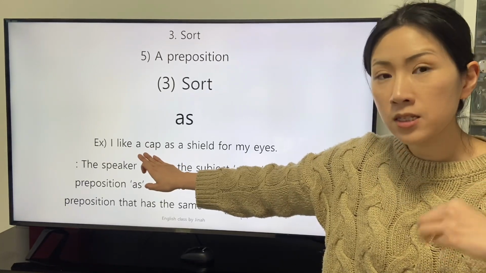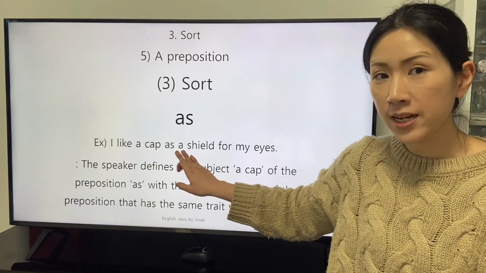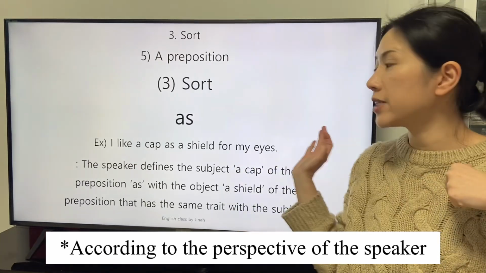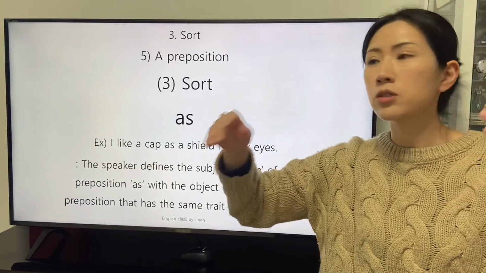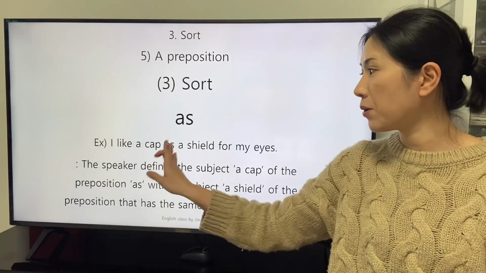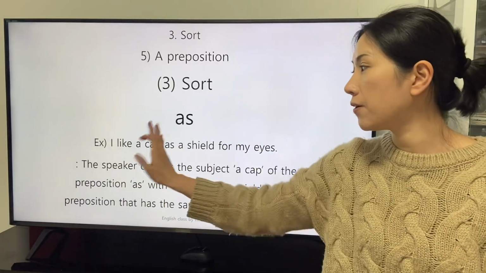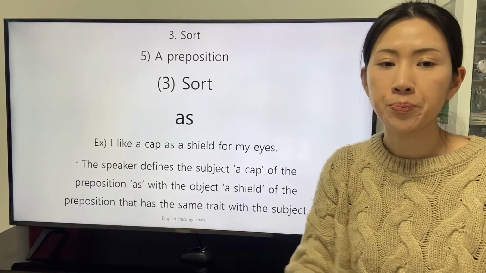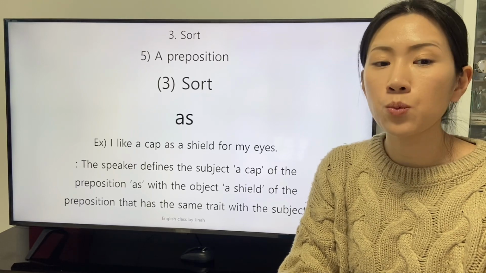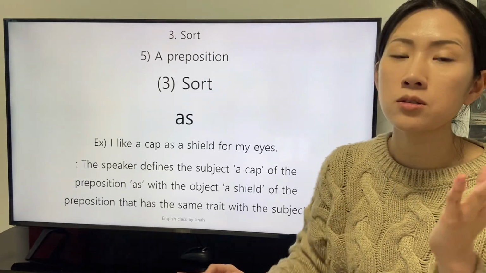The subject is defined to have the same trait that the object or shield has. Who states the clause? The subject of the preposition a cap and the object of the preposition a shield are equivalent traits to define the subject a cap. The speaker defines the subject or cap of the preposition as with the object or shield of the preposition that has the same trait with the subject.